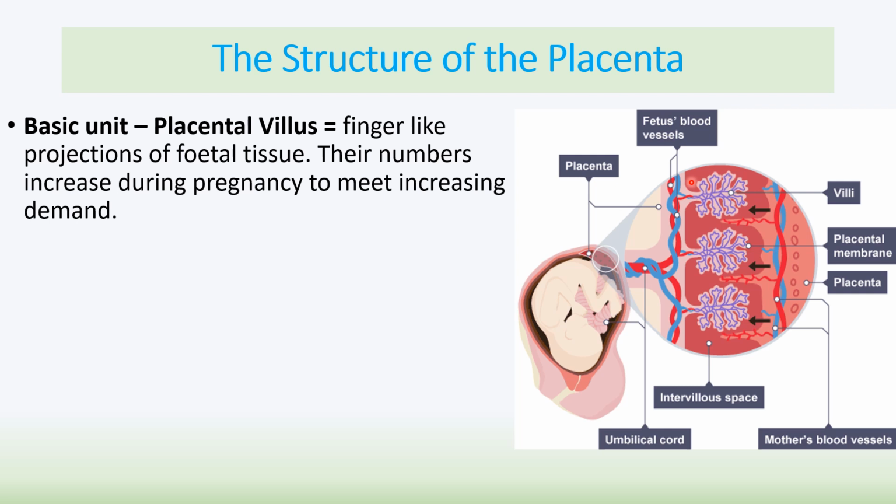So if you think about these, think about them almost like external gills is what I would say. So if you think about an axolotl which has external gills, these have a large surface area, a good blood supply. They're 1 cell thick, which allows materials such as oxygen and nutrients to pass from the mother's blood into the blood of the developing fetus.